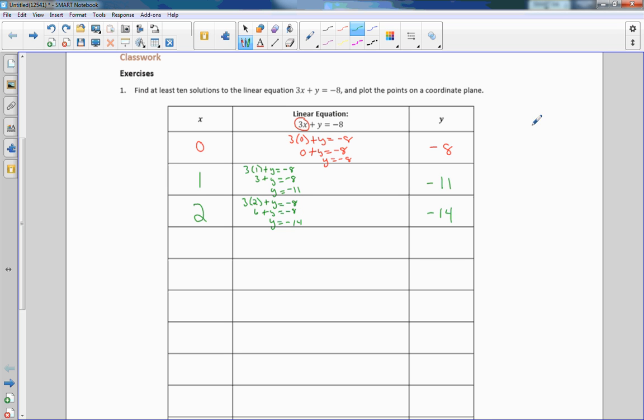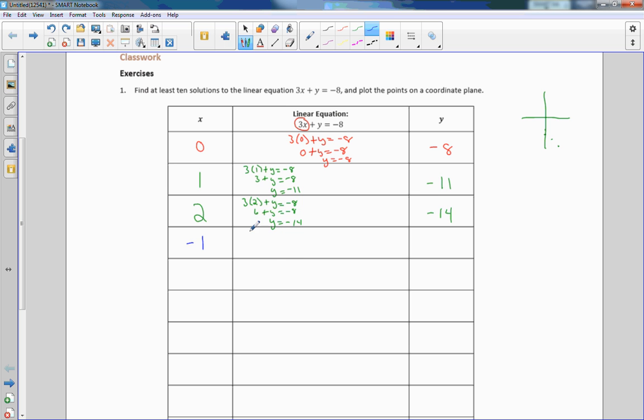Now if I'm graphing on the coordinate plane, I've got the coordinate plane here, I'm going 0, negative 8, 0, negative 11, 0, negative 14. Well, we're getting pretty low. I want to find values up here as well, and possibly values in between. So I'm going to continue, but I'm going to go the other direction now. Now let's make my x negative. So now I'm going to switch to negatives.